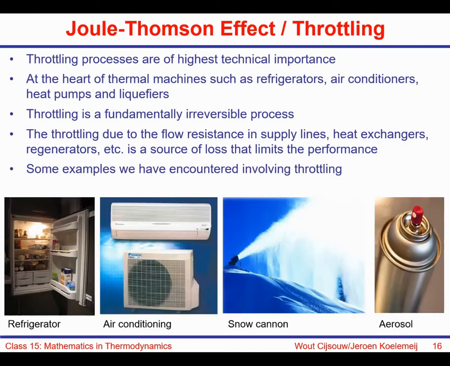And some examples that we have seen are a refrigerator. The snow cannon is also interesting. It's compressed air that is mixed with tiny water droplets, liquid water, and then it's expanded. And during the expansion, the air cools down, the water droplets freeze, and they form snowflakes. And now Wout will tell you a bit more about the Joule-Thomson effect and a thermodynamic property or quantity called the Joule-Thomson coefficient that's related to that.